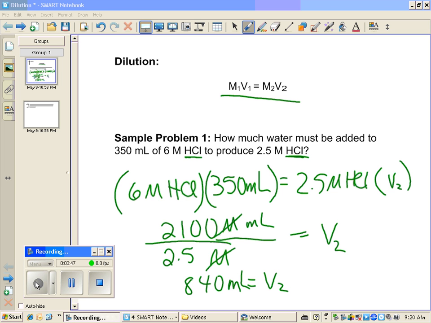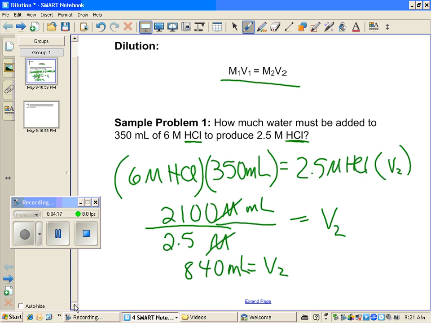Now, look at what my question says. This is where most people mess up. Everybody says, oh, that's my answer. That's not your answer. Because the question was, how much water must be added to 350 milliliters? I've got 840. I already had 350. I have to subtract that 350 away from that. So 840 minus 350 means I have to add 490 milliliters of water. That's where this problem is a little bit difficult.